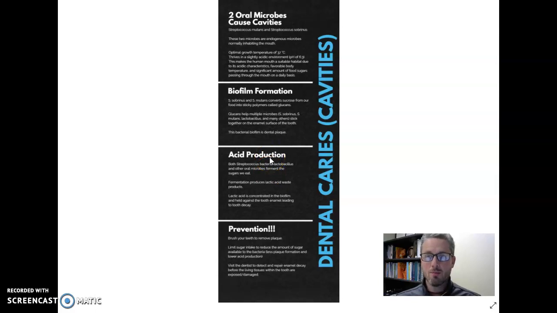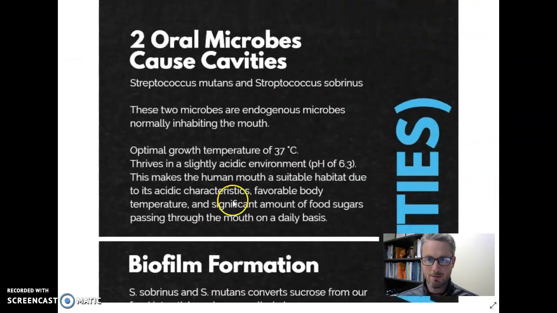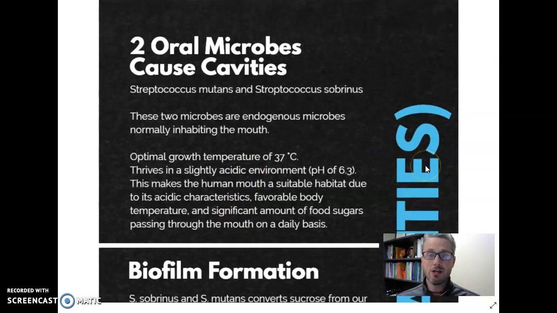All right, so let me walk you through my infographic about dental caries, which is a bacterial infection followed by disease of the mouth. So I'm going to zoom in on my infographic and we'll head up to the top. So dental caries is, again, an infection of the mouth that leads to a disease, dental caries, which we know as cavities. Two organisms contribute primarily to the development of dental caries, Streptococcus mutans and Streptococcus sobrinus. So these two oral microbes cause cavities.